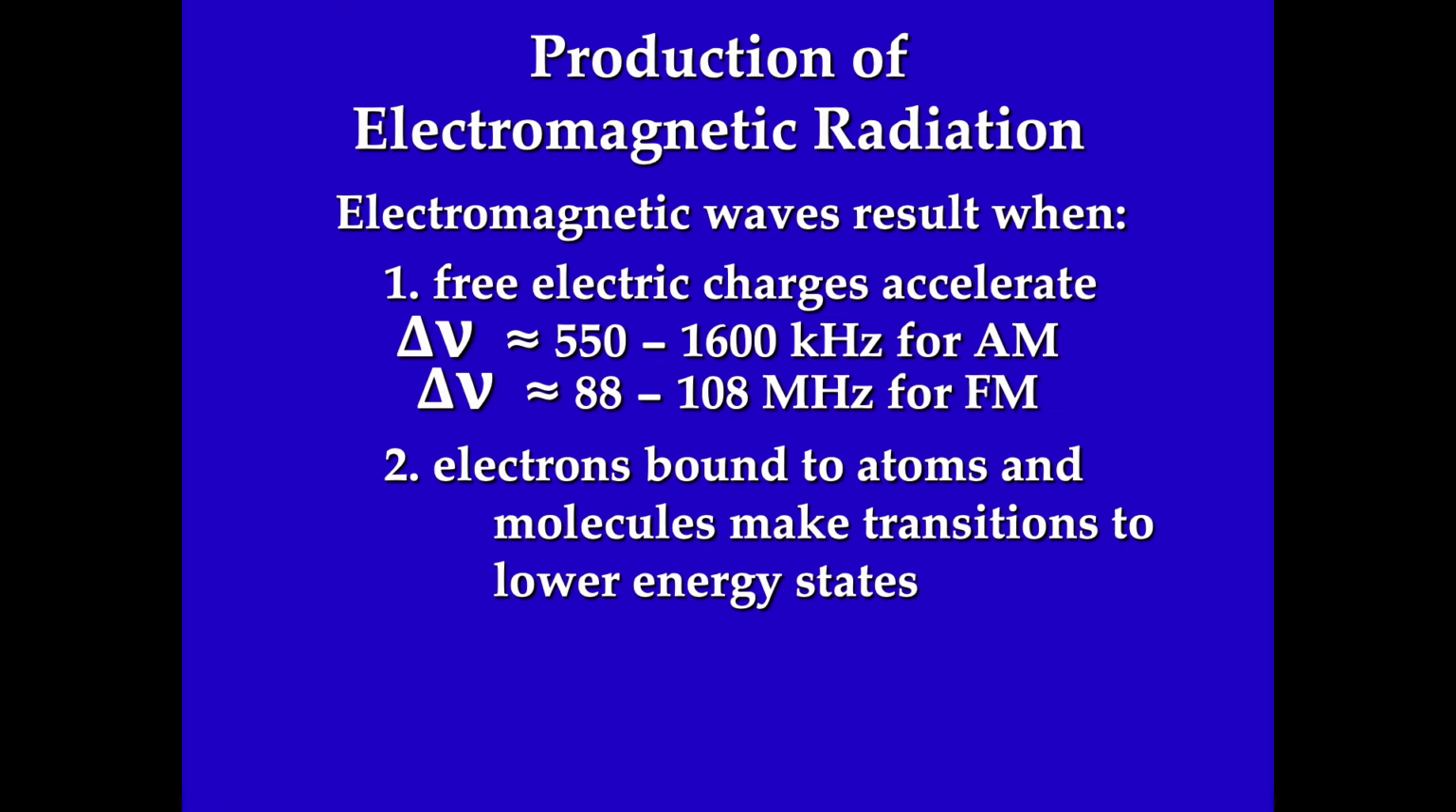Another way electromagnetic waves are produced is from transitions in atoms and molecules. And they occur from a higher energy state to a lower energy state. And visible light is of the order 10 to the 14 hertz. So these are the only 2 ways electromagnetic waves are produced: either accelerated charges or transitions in atoms or molecules. And I should say within the nucleus too. Any kind of transition.